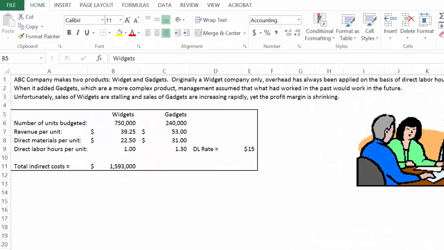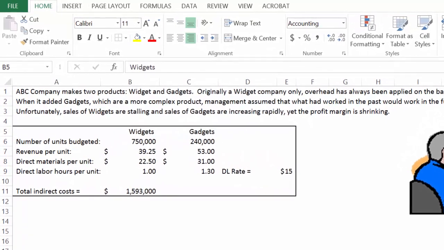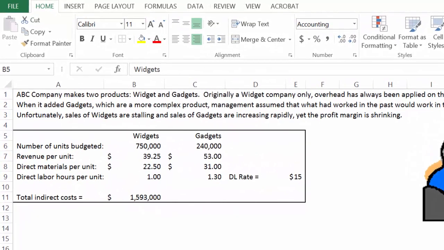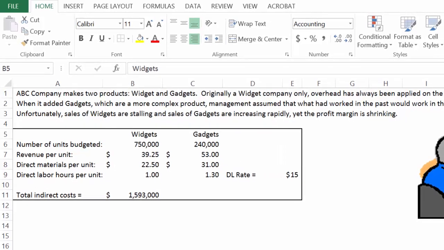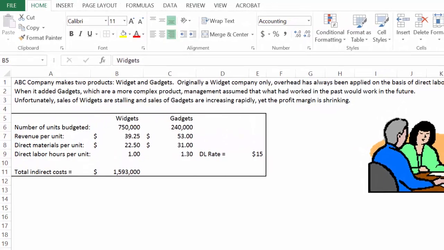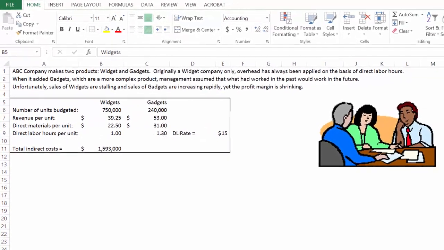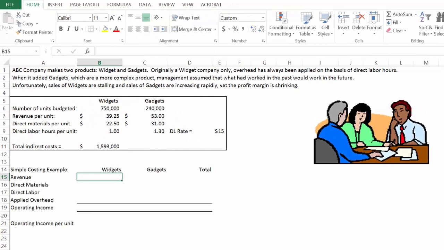The number of units that they've budgeted for widgets is 750,000 and 240,000 gadgets. They've got the revenue, the direct materials, the direct labor hours, direct labor rate, and then the total indirect costs. And this is enough information to let us put together an informal income statement. So we've got the template here for an informal income statement.